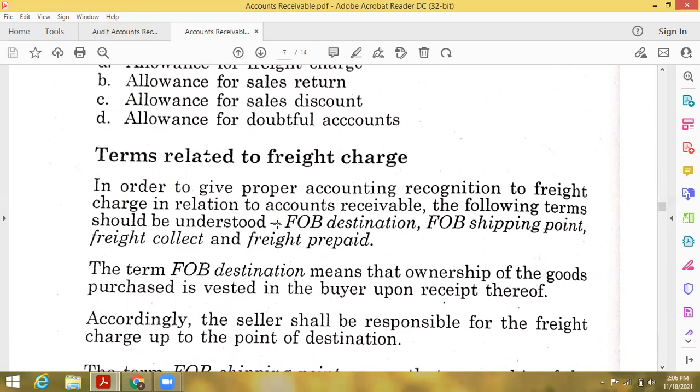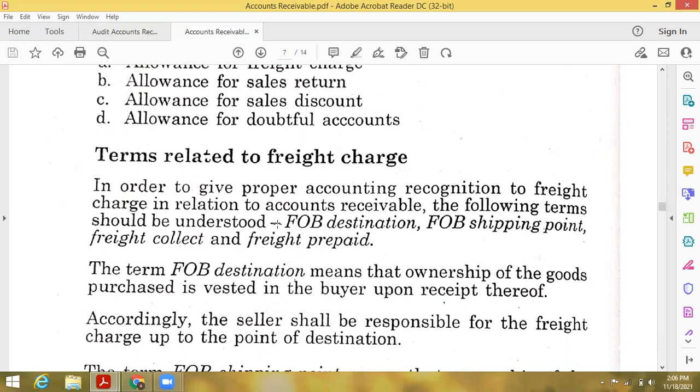So yung sa freight charges daw, may dalawa tayong klase ng freight charges. Pwede siyang FOB destination or FOB shipping point. Okay? And yung dalawang klase ng payment, we have freight collect and freight prepaid. Pag sinabi natin na FOB destination means that the ownership of goods is vested in the buyer upon receipt thereof.